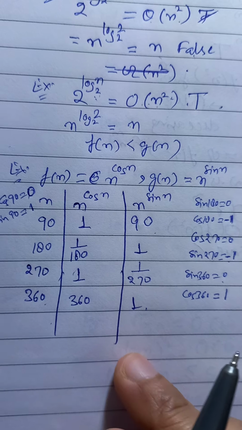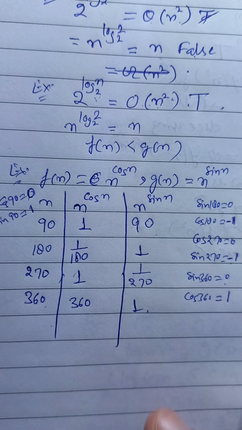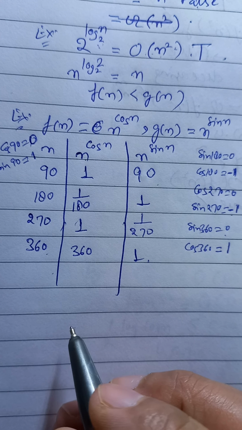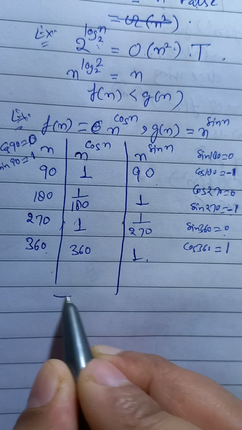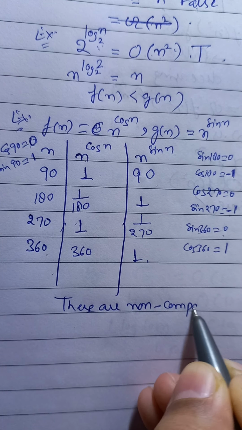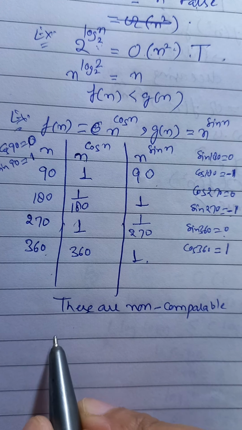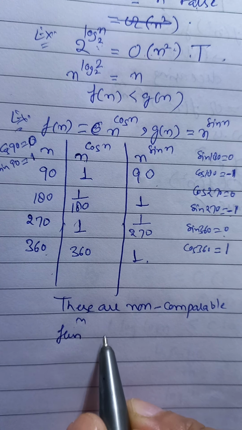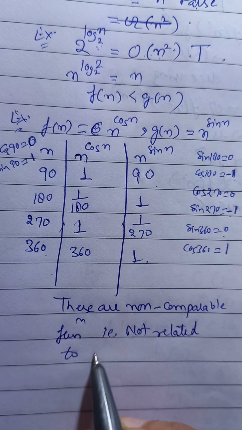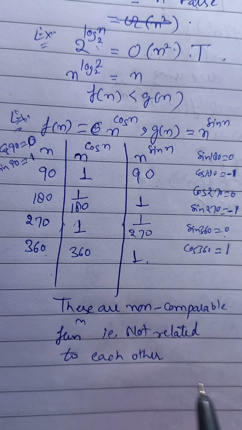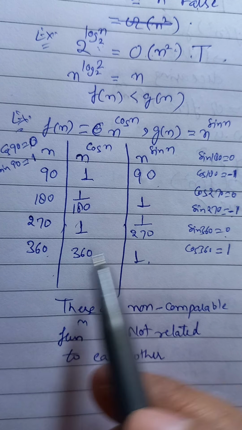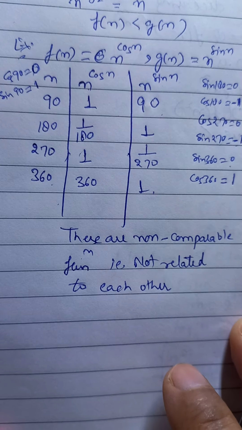So in that way we can find that there is no relation. After putting in the values of n also, we find there is no relation between them. These are non-comparable functions, not related to each other, because both values are different at different times. So we cannot find any relation between them.